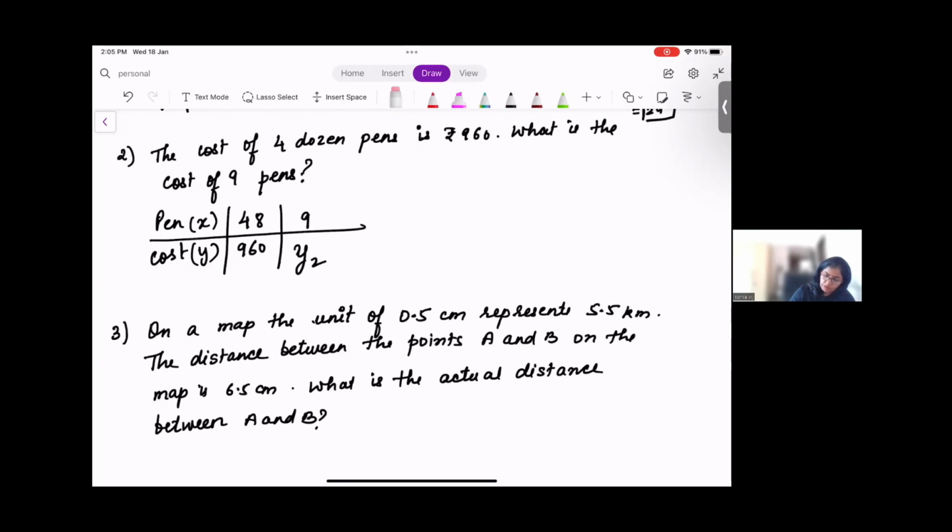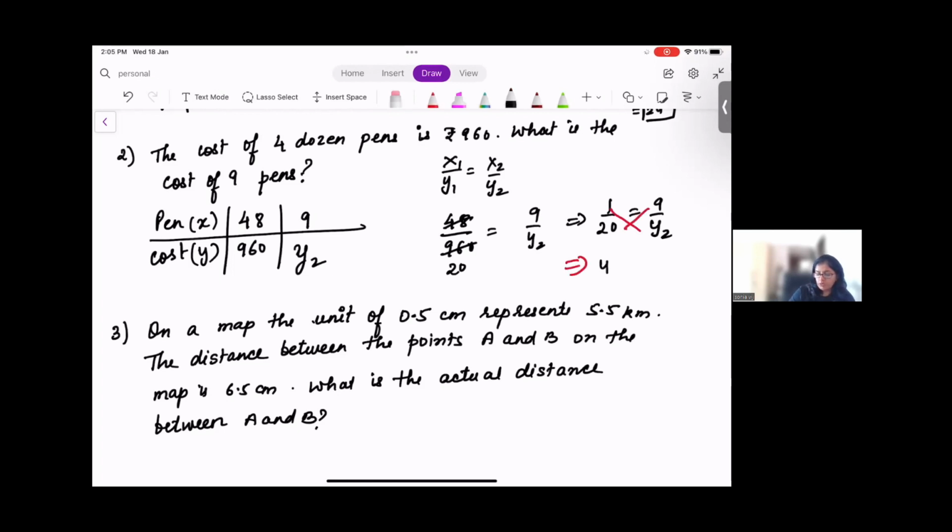So we'll write first x1 upon y1 is equal to x2 upon y2. That means 48 upon 960 is equal to 9 upon y2. If you want, you can cancel it here. It implies 1 upon 20 is equal to 9 upon y2. Doing cross multiplication, it implies y2 is equal to 180.